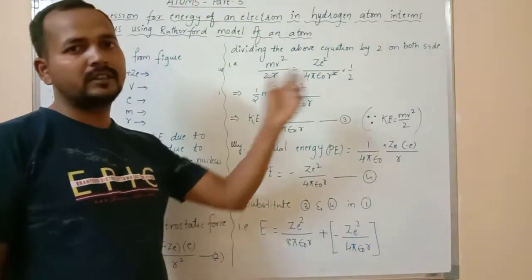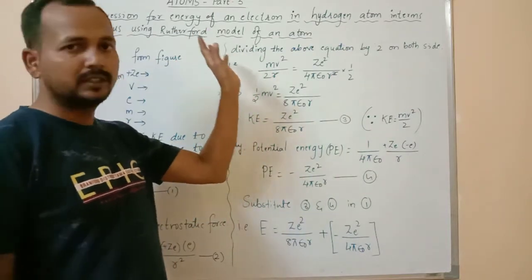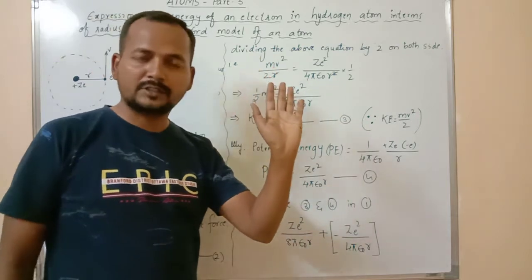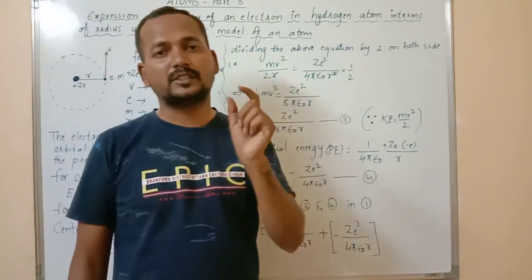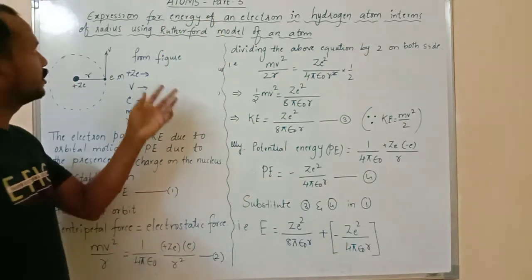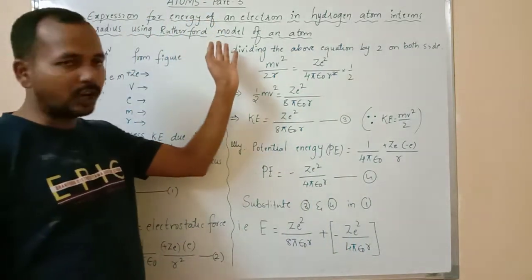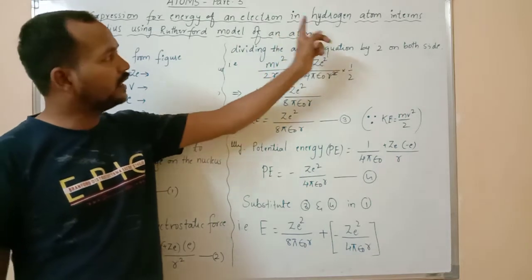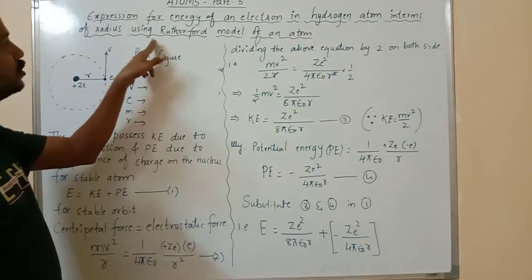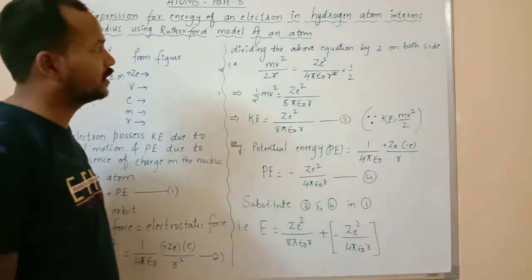Yes, we are dealing with the chapter known as atoms. Part 2 was completed in the last class. In the last video, we completed distance of closest approach and impact parameter. Now, we are going to derive the expression for the energy of an electron in a hydrogen atom in terms of radius using the Rutherford atomic model. Okay.